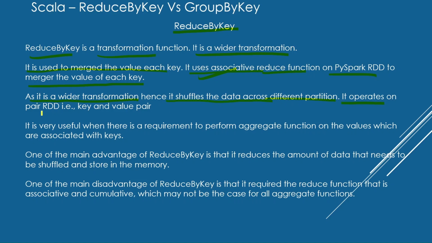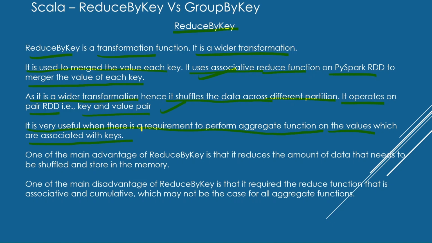It operates on the pair RDD, key and value. So this is very important, right? reduceByKey always works on the pair RDD where the data is stored in key and value pairs. It is very useful when there is a requirement to perform an aggregate function on the values which are associated with the key. So let's understand this point.